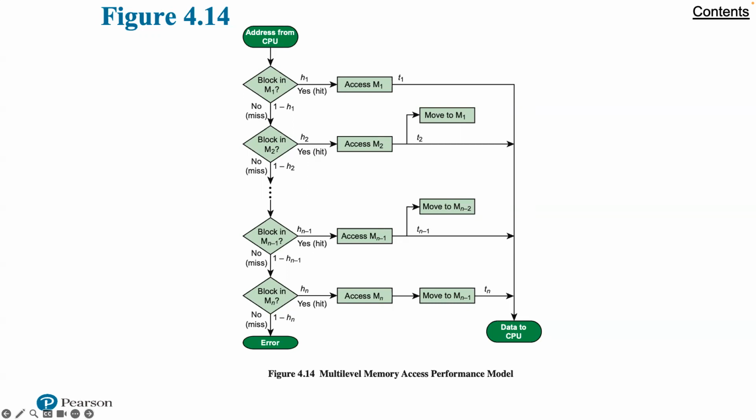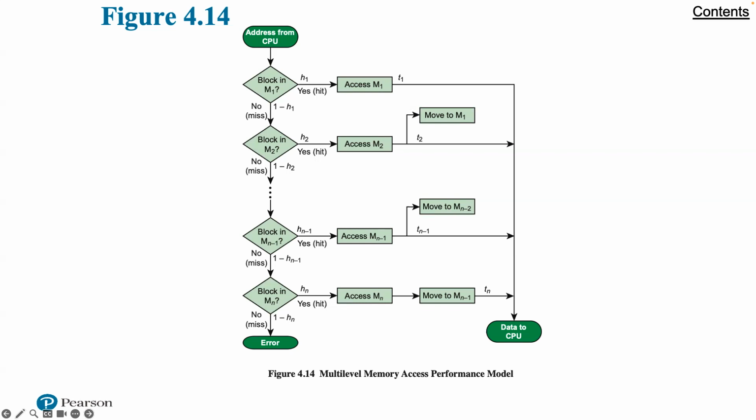If the desired word is present in the cache, the word is delivered to the processor. The average time required for this operation is T1. For subsequent levels Mi, 2 less than or equal to i, less than n, if the address word is not found in Mi minus 1, then the memory management hardware checks to determine if the word is in Mi, which occurs with a probability of Hi. If the desired word is present in Mi, the word is delivered from Mi to the processor, and the appropriate size block containing the word is copied to Mi minus 1. The average time for this operation is Ti.